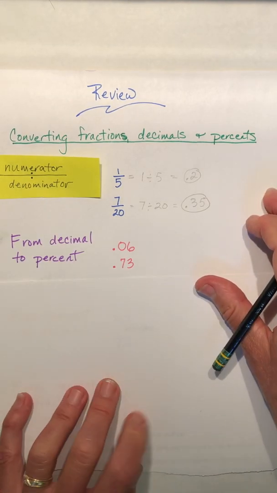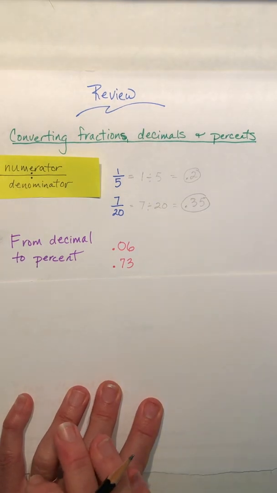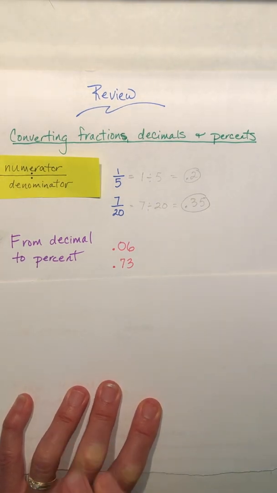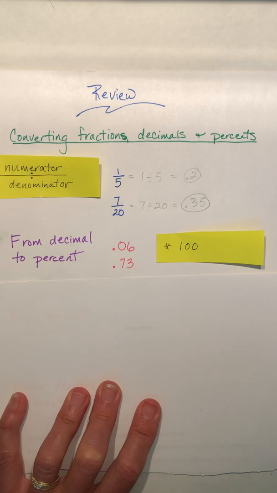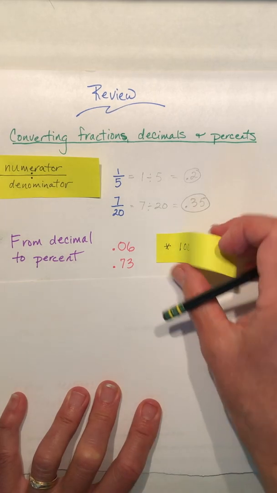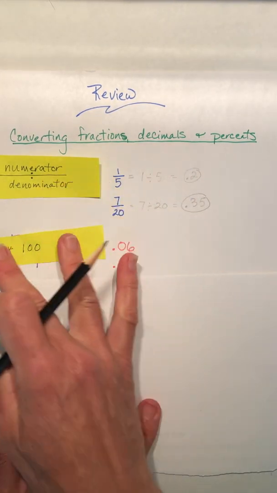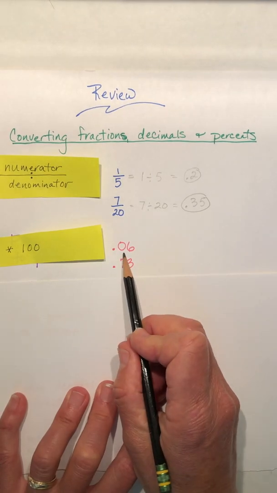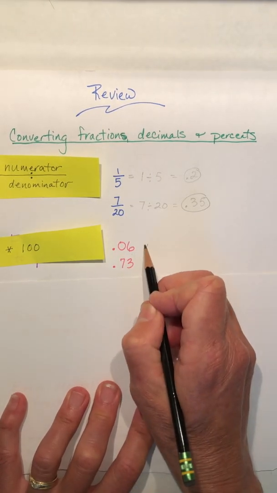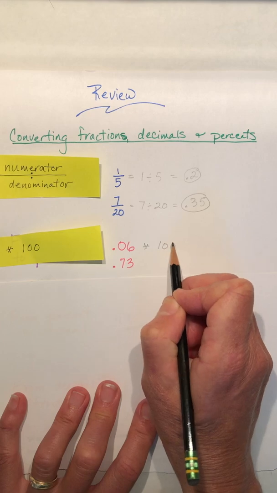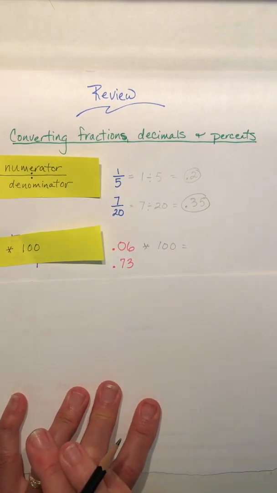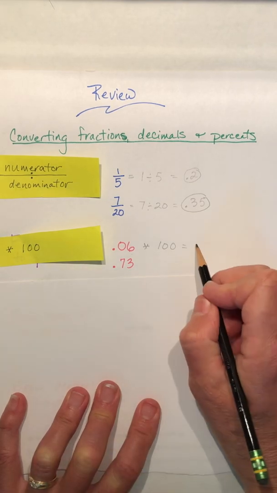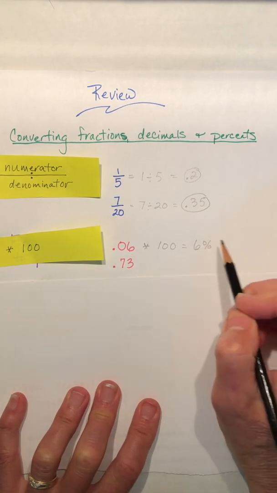Now, how do we convert a decimal to a percent? A decimal to a percent. This is the one in which we multiply by 100. So let's do that for these. So I take 0.06 and on my calculator I will multiply that one by 100. What do I get when I do that? I get 6%.